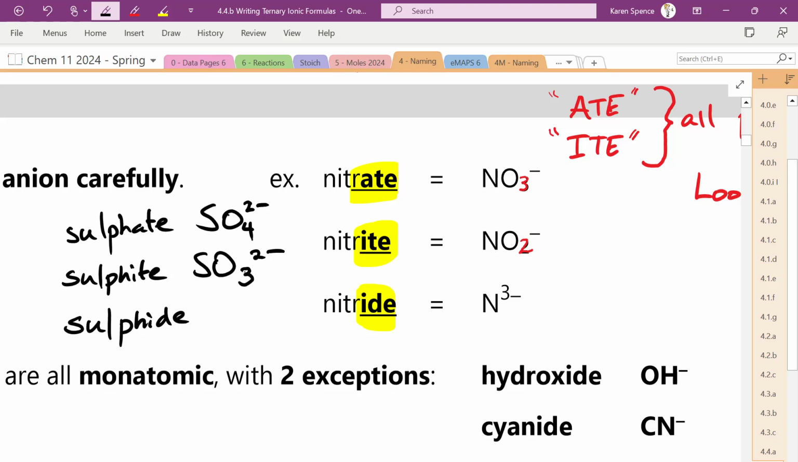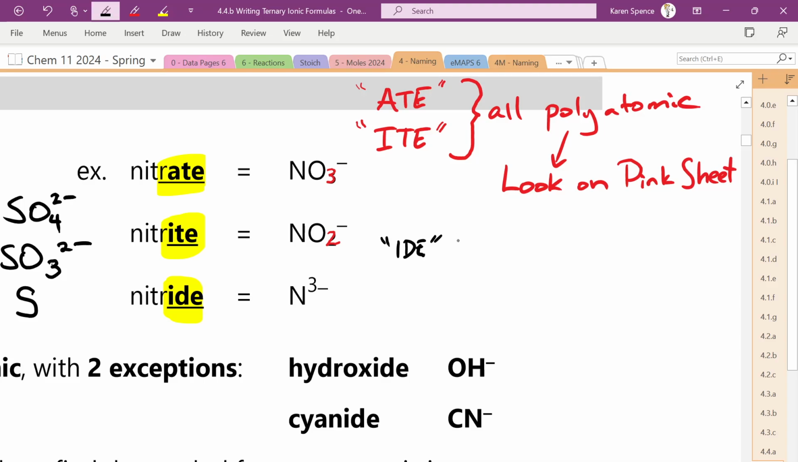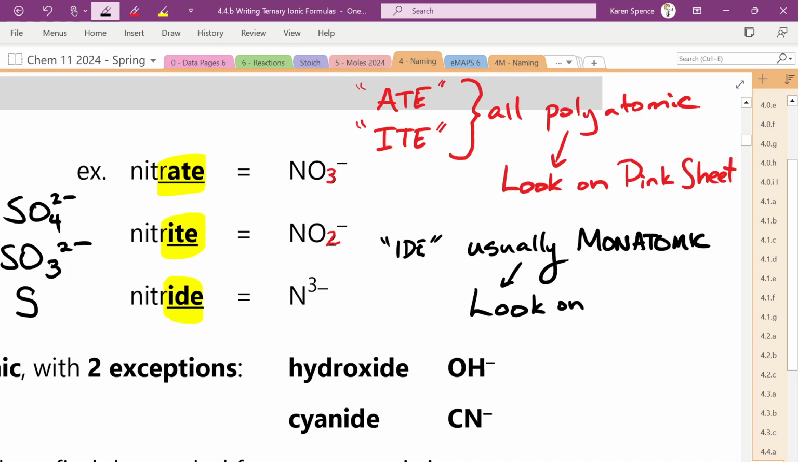What is the sulfide ion? Sulfide is just S. So if you see the ide ending, that means it is usually monatomic. And if something is monatomic, where do you look? The periodic table.